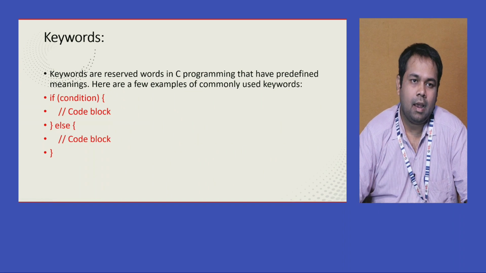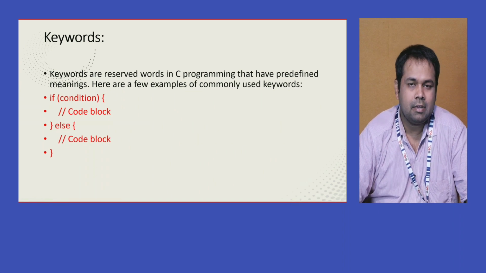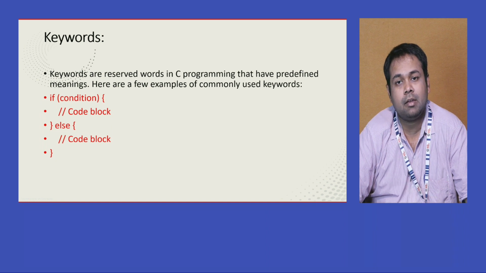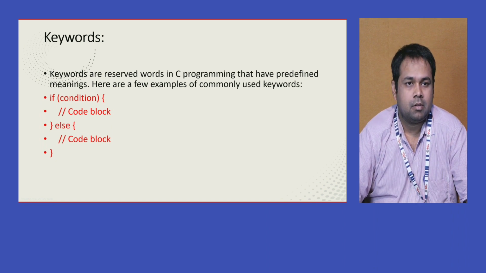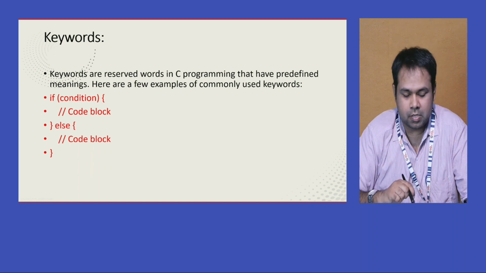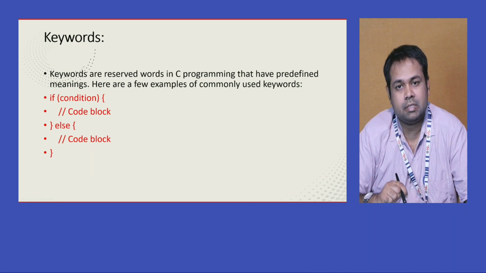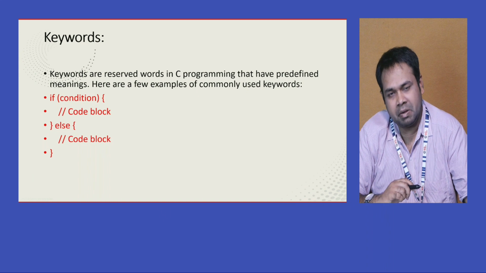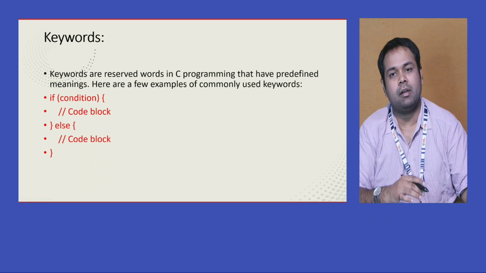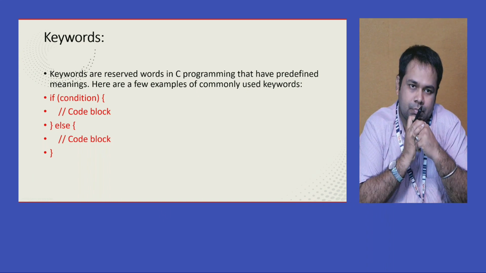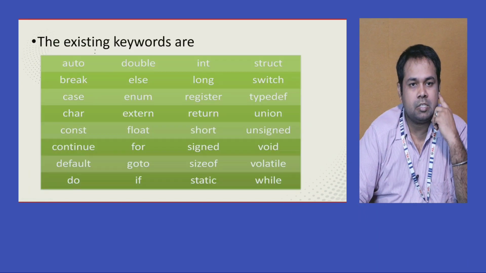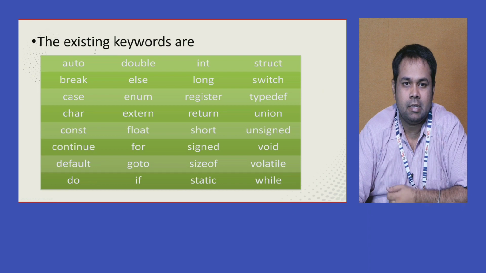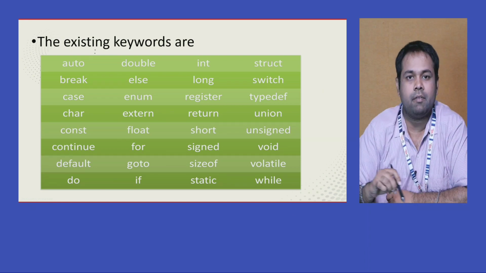Keywords. I told you in the previous slides what a keyword is. It is going to play a very crucial role in writing C programs. Keywords are reserved words in C programming that have predefined meaning, whose meaning is already defined to the system. Okay, I will show you the list of keywords here. There are totally 32 keywords available.